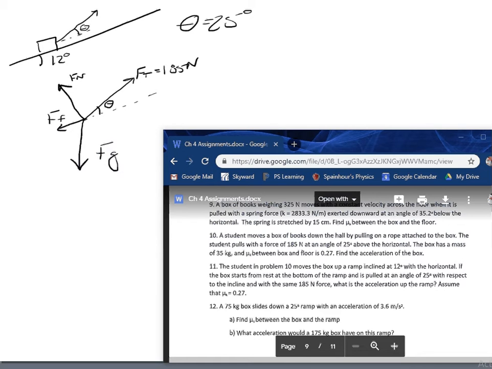Okay, now we're going to shoot the problem number 11. The previous video shot number 10. In number 10, we had a student moving a box of books down a hall. In this one, we have the same student moving the same set of books up a ramp.